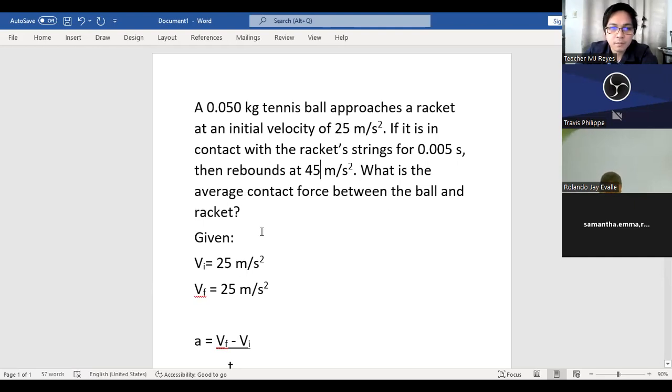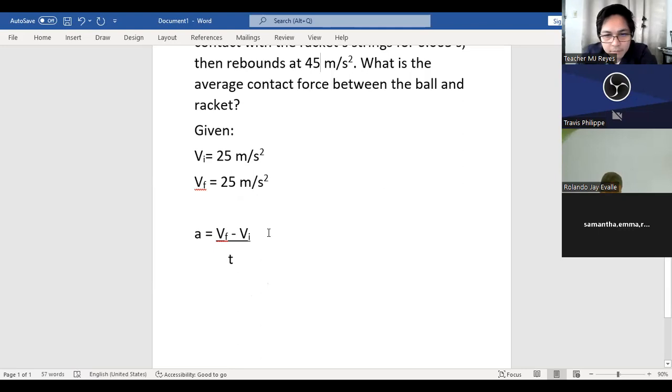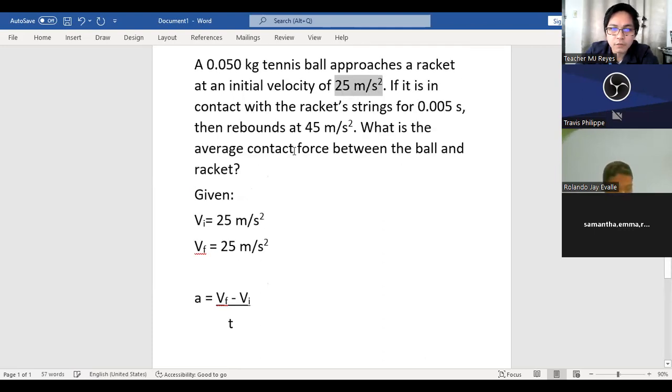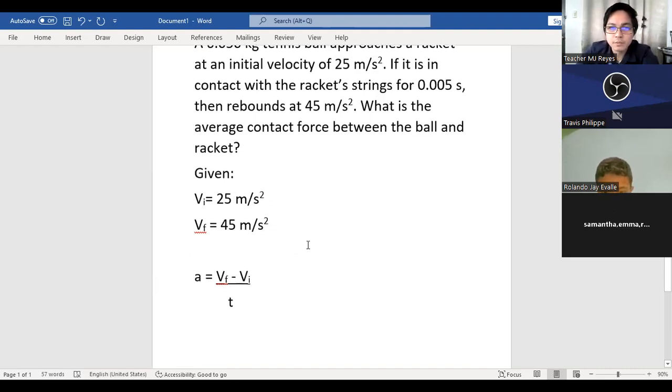Do we still have time? Okay, we still have time. I will give you another 2 minutes to revise. It's 11 in my clock, or 3 minutes. 11:03. Let's change this one because your initial speed is 25 and your final is also 25, so there's no movement. Change it to 45 meters per second squared. Calculate the acceleration and again, calculate the net external force.